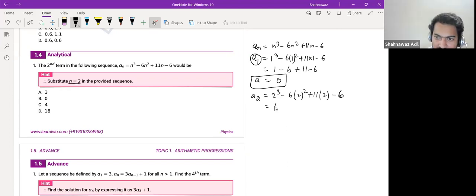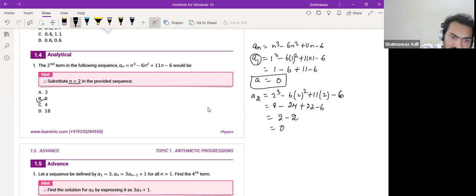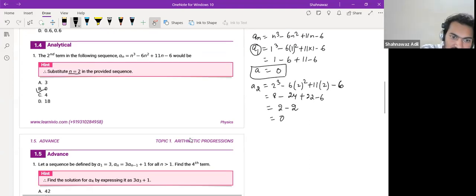So this would be 8, and this is 24, and this is 22 and minus 6. So this is how much? 8 minus 24 plus 22 minus 6, which is again 0. So B was the correct answer, right? Did you get the idea, Shaima?